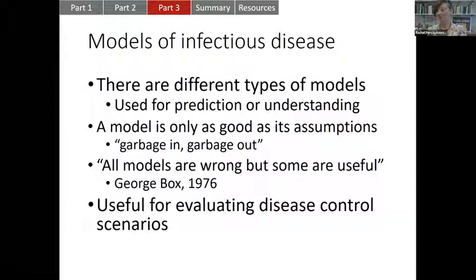Keep in mind that models are really only as good as the assumptions that go into them. So this phrase: garbage in, garbage out. And also all models are only an approximation of reality, but sometimes that approximation is really useful. So, all models are wrong, but some are useful, a saying that folks like to quote in talks. So of course, I'm obligated to here. But I want to stress that models are really useful for evaluating how different disease control scenarios may play out.